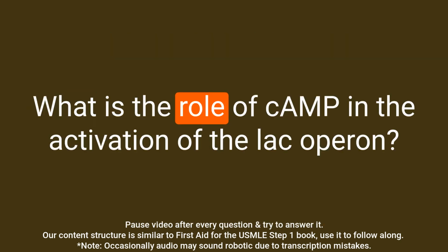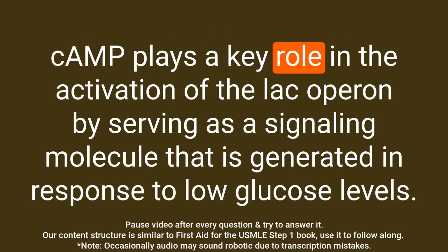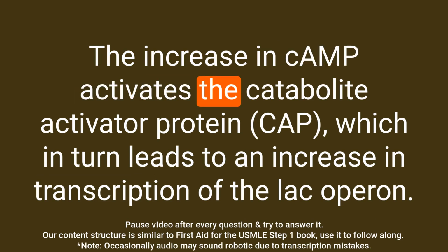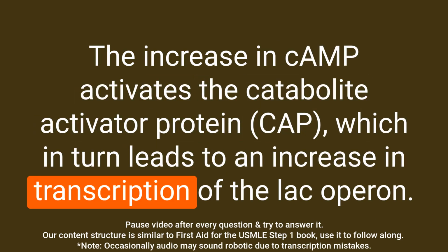Question: What is the role of cAMP in the activation of the Lac Operon? Answer: cAMP plays a key role in the activation of the Lac Operon by serving as a signaling molecule that is generated in response to low glucose levels. The increase in cAMP activates the catabolite activator protein, which in turn leads to an increase in transcription of the Lac Operon.